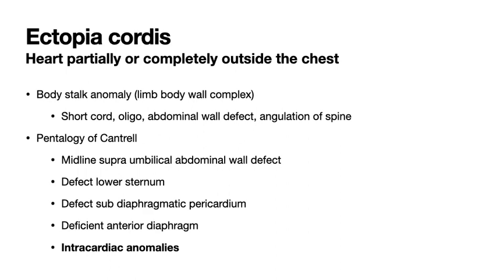Basically, as you can figure, if your heart's outside of your chest, there's got to be some defect in the chest wall, the abdominal wall, the pericardium, and the diaphragm. And that's what it is. So we've got those defects that allow the heart to be on the outside. But then the 5th thing in the pentalogy is intracardiac anomalies, which is not necessarily part of the limb body wall complex. So if you've got ectopia cordis, but you don't have those other things like spine problems, oligo and stuff, and you see a heart problem, think pentalogy of Cantrell.